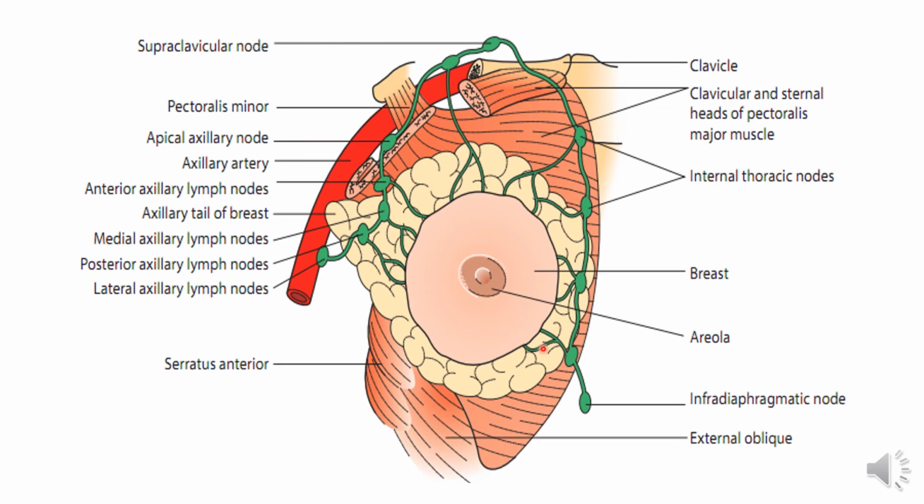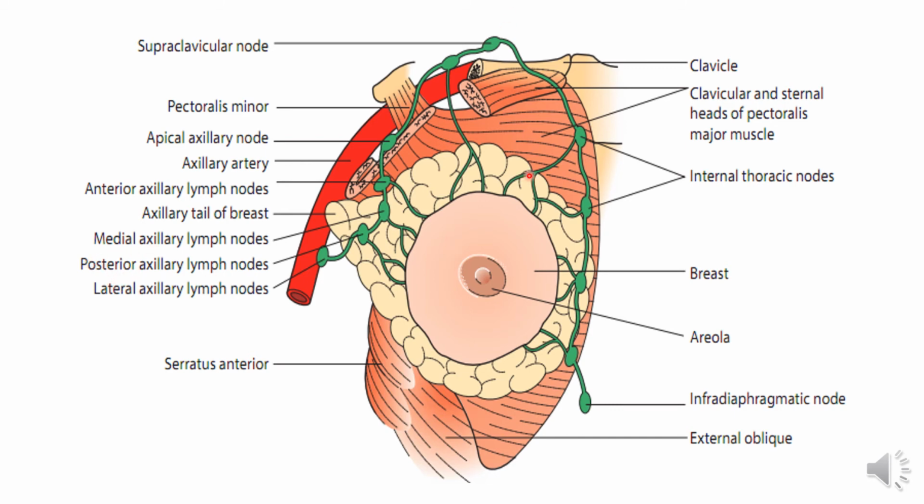So this diagram here shows the lymphatic drainage. We say laterally it drains to the axillary group of lymph nodes here. About 90% of lymph drains into the axillary group of lymph nodes, which is made up of the apical lymph node, the anterior axillary lymph node, the medial group, the posterior group, and then the lateral group.